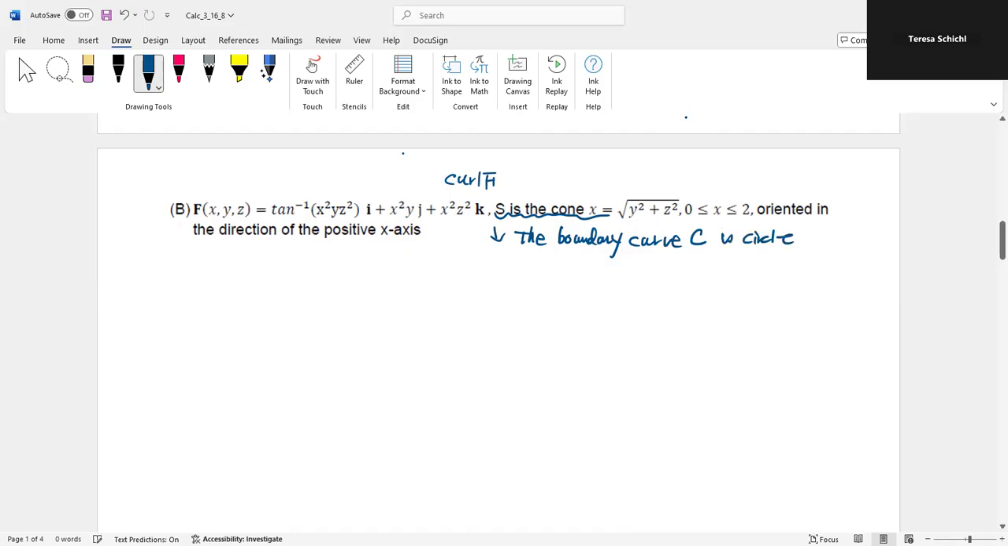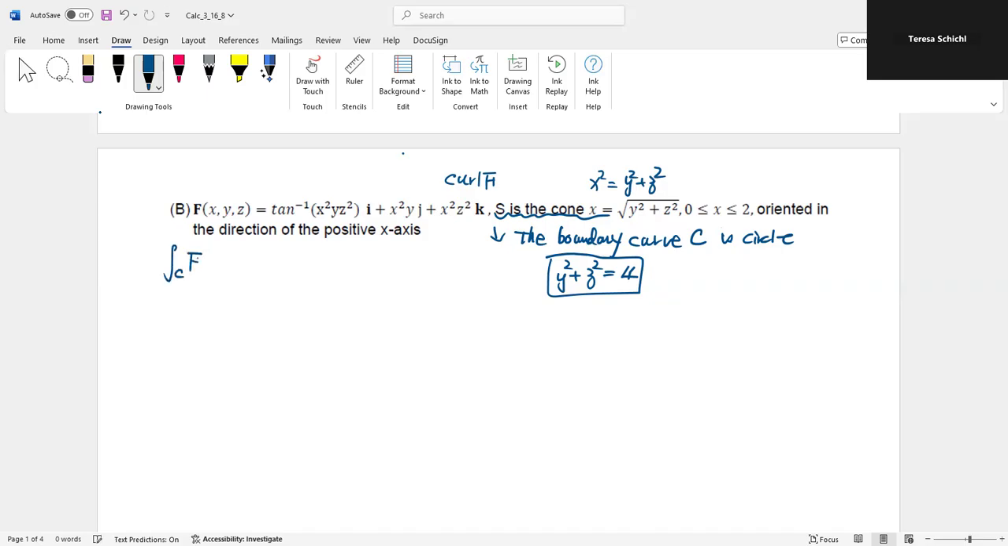Okay, so this circle, if you square both sides, this will be y squared plus z squared equals 4, right? Because x squared equals y squared plus z squared, but x goes from 0 to 2, so this is closed by this boundary. This is a circle also. Okay, so now because we know this is a circle, let's try to do the C, the F dot dr.